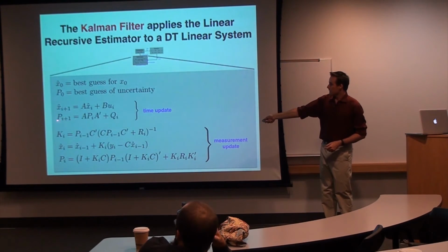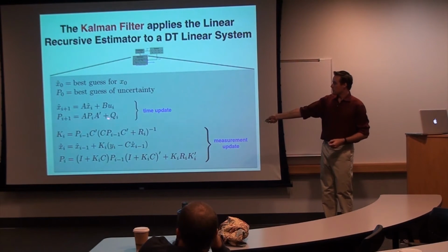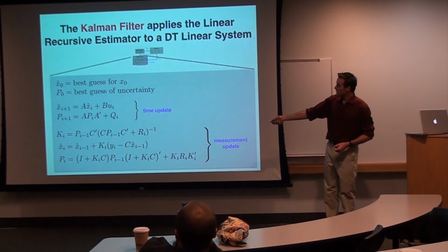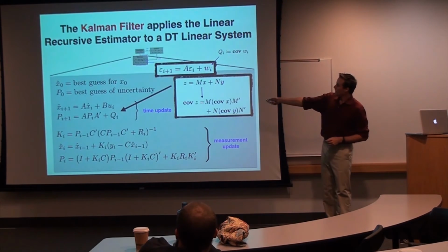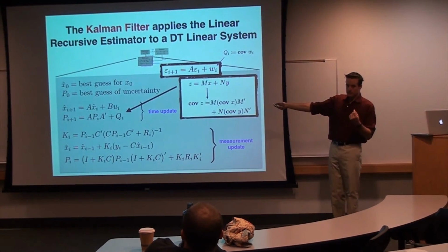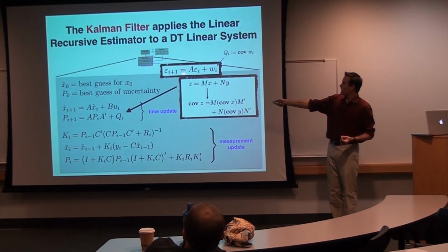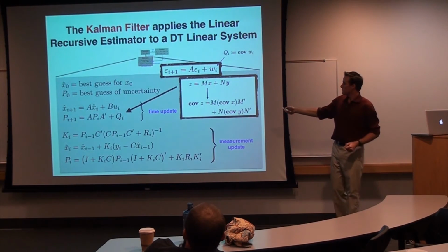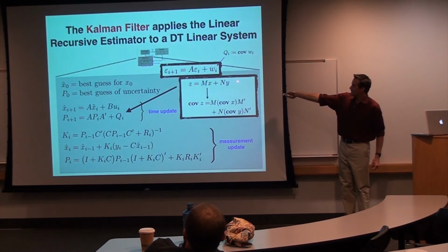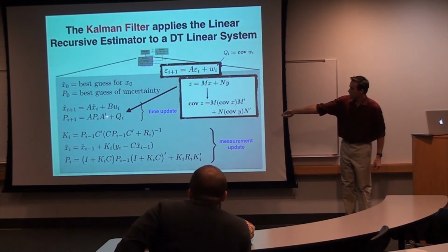The covariance, the uncertainty of the estimate, is also propagated forward in time. And this equation comes from this. So the estimation error in the discrete time system evolves like this, where Qi is the covariance of Wi. This is also assumed known. And again, this is just using the same rule as before. If you take the covariance of both sides of this, you get this equation.